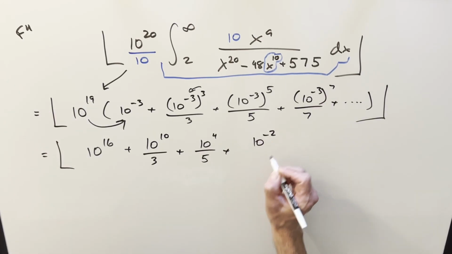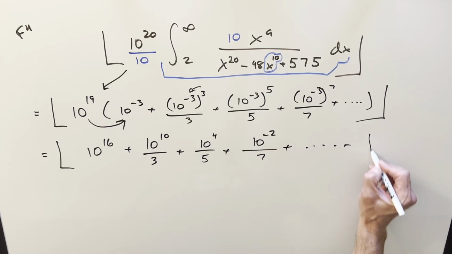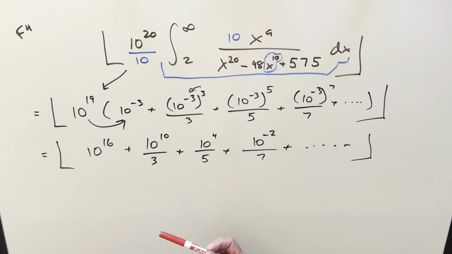Distribute with this, we get 10 to the minus 2, or like 1 over 100. And then, of course, this is still going on to infinity. But now let's look at what we have left.